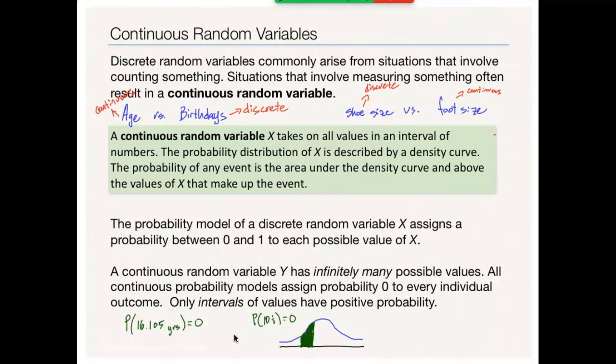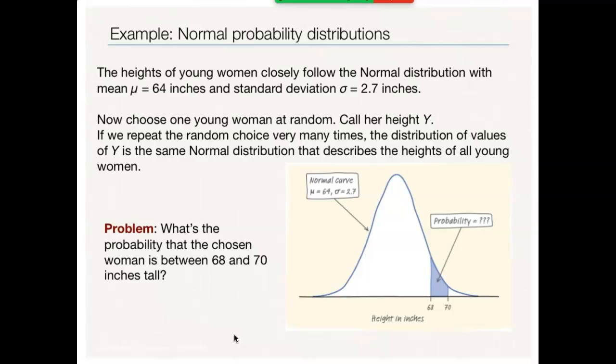All right, and that's something we've actually done before. So we've used, as long as you know that it's normal, so like, just a quick example, you don't have to write this down. The heights of young women closely follow a normal distribution with a mean of 64 inches and a standard deviation of 2.7 inches. What's the probability that a woman is between 68 and 70 inches tall?